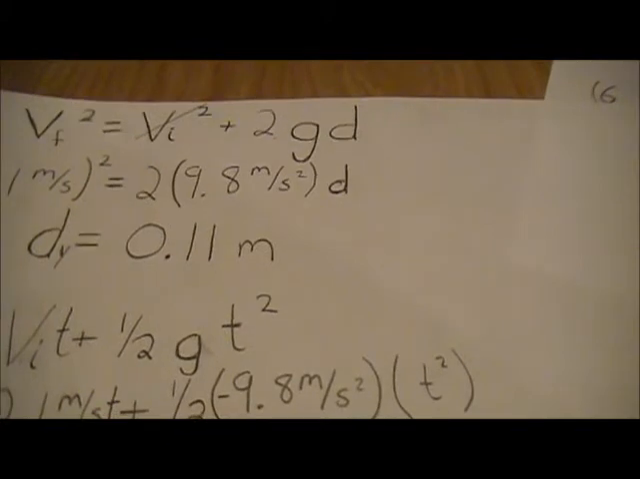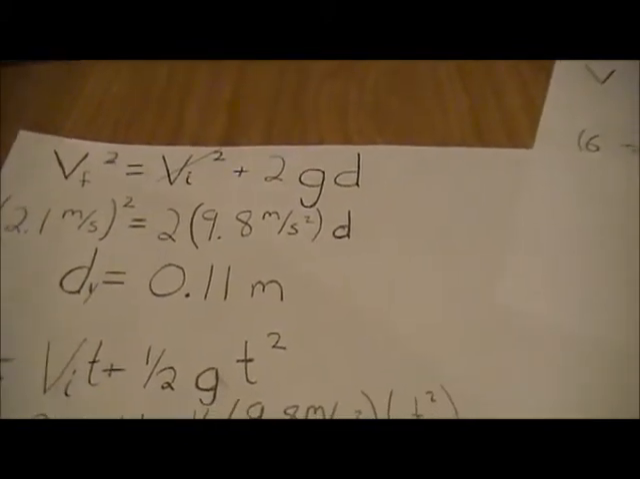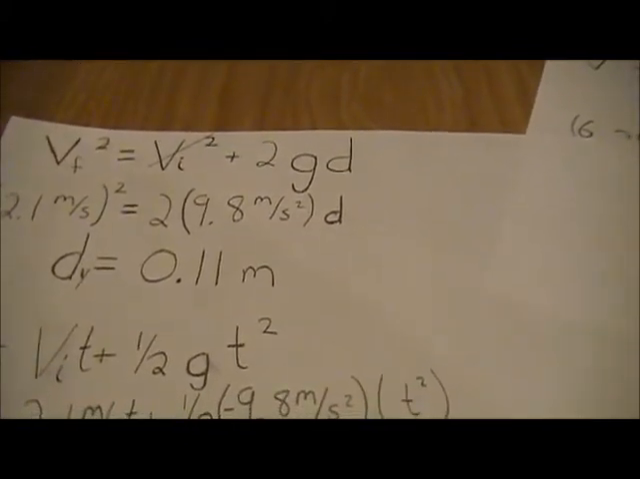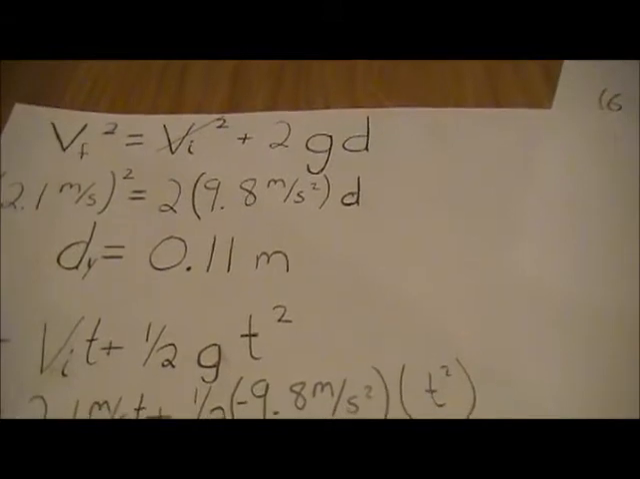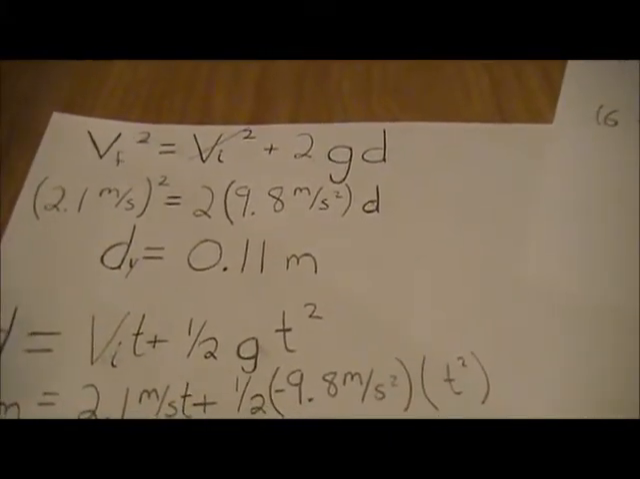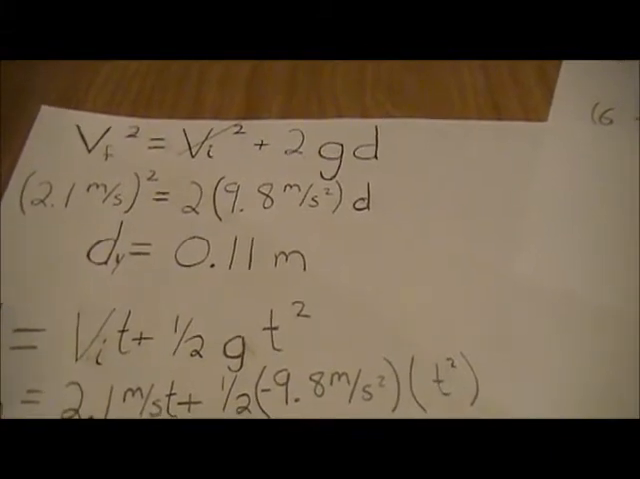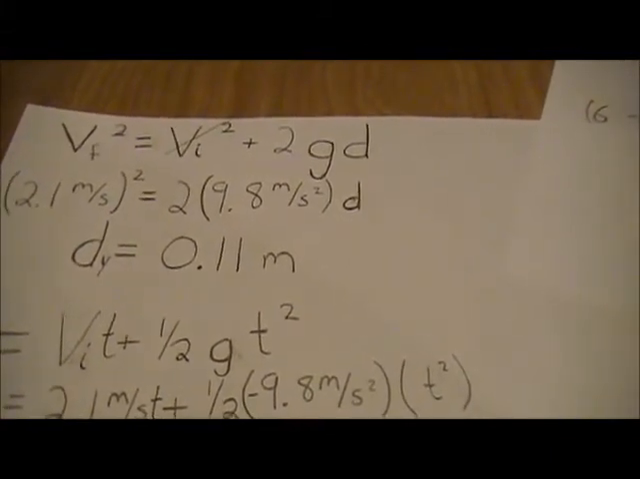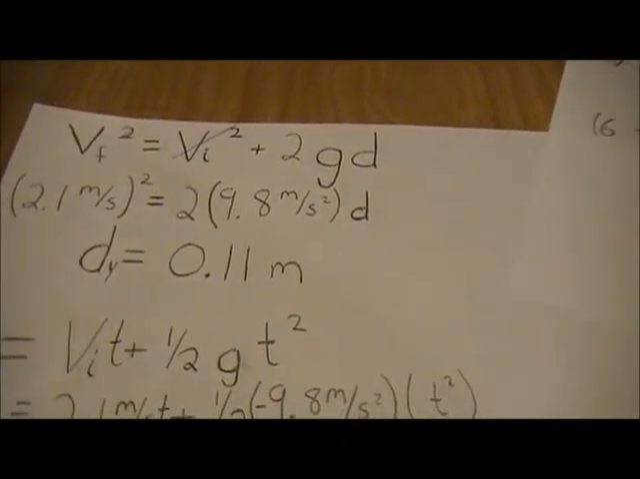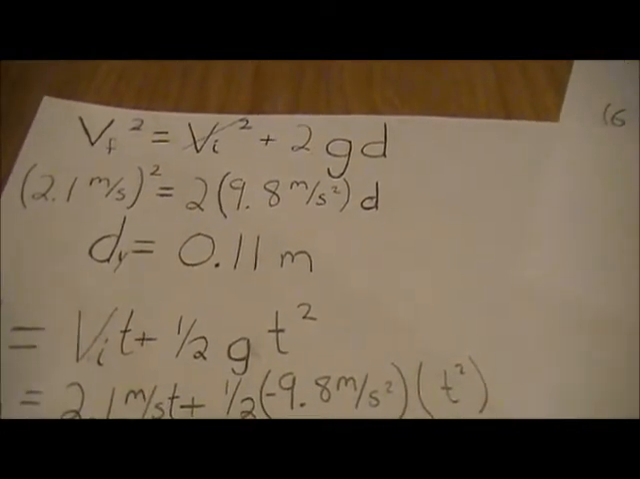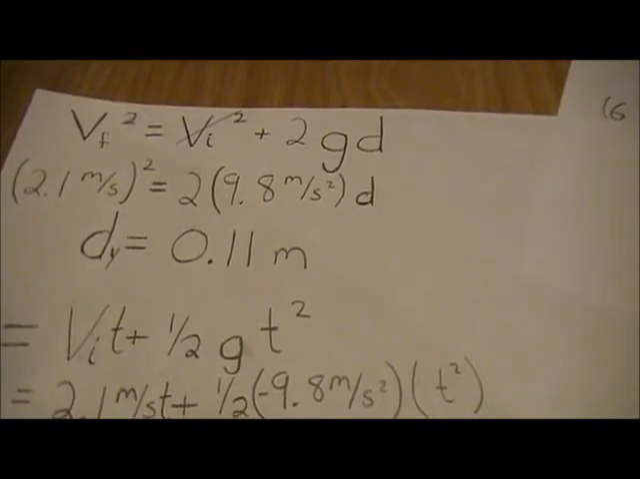You would use the equation Vf squared equals Vi squared plus 2 times the acceleration due to gravity times the distance that the object fell vertically. So this is velocity in the y, so it's 2.1 meters per second. There was no initial velocity, because it's for falling.